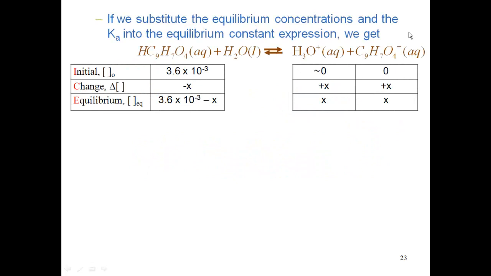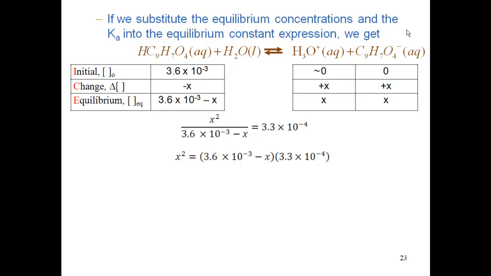So we have our ice table set up. We now plug that into our expression, and now we solve for our equation, trying to get everything on one side equal to 0. Okay, so in this case, I'll take the 3.6 times 10 to the negative third minus X, multiply that by both sides. And now it gets me X squared is equal to 3.6 times 10 to the minus third minus X times 3.3 times 10 to the negative fourth. Then I will distribute that 3.3 times 10 to the negative fourth through. So I'll multiply it times that negative 1, and also multiply it times that 3.6 times 10 to the negative third, which gets me X squared is equal to 1.2 times 10 to the negative 6 minus 3.3 times 10 to the negative fourth X.